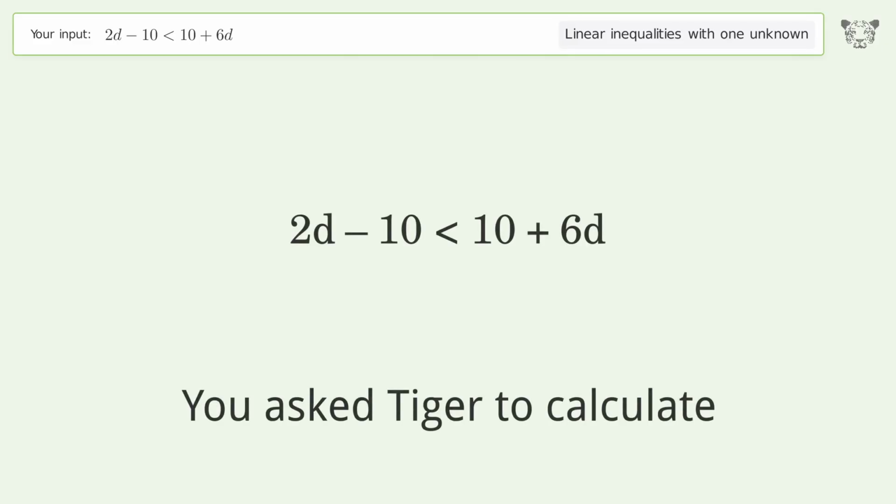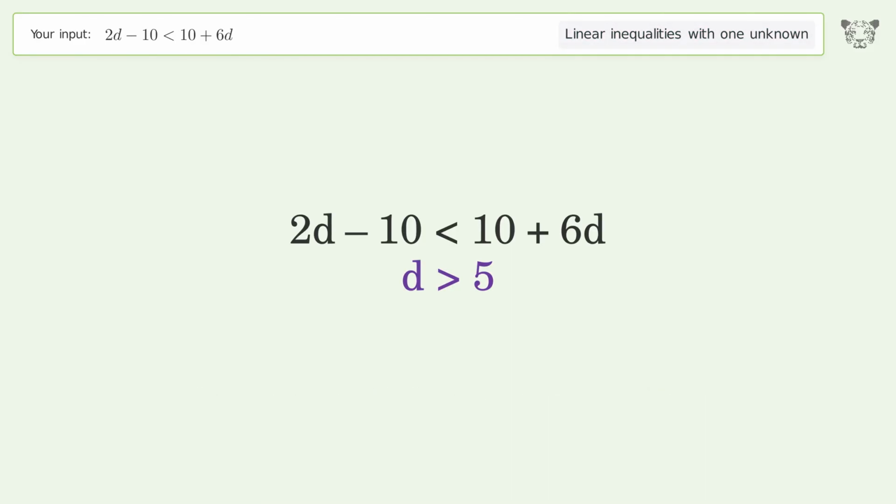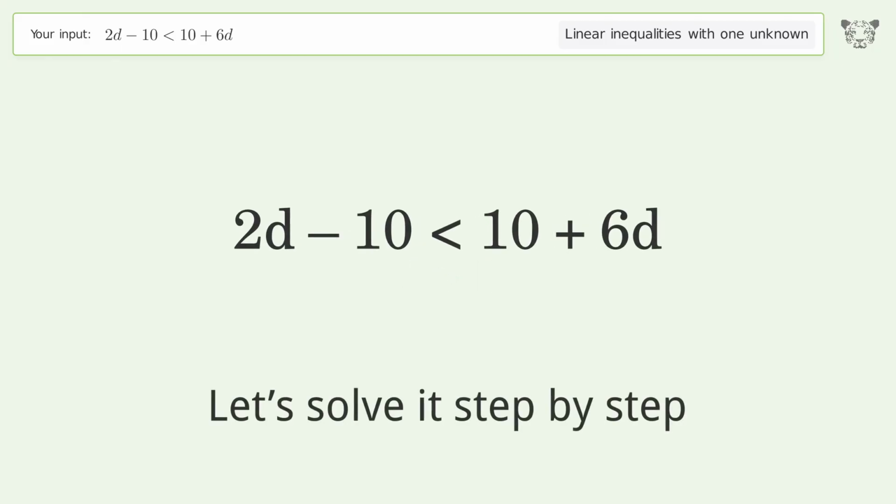You ask Tiger to calculate. This deals with linear inequalities with one unknown. The final result is d greater than -5. Let's solve it step by step.